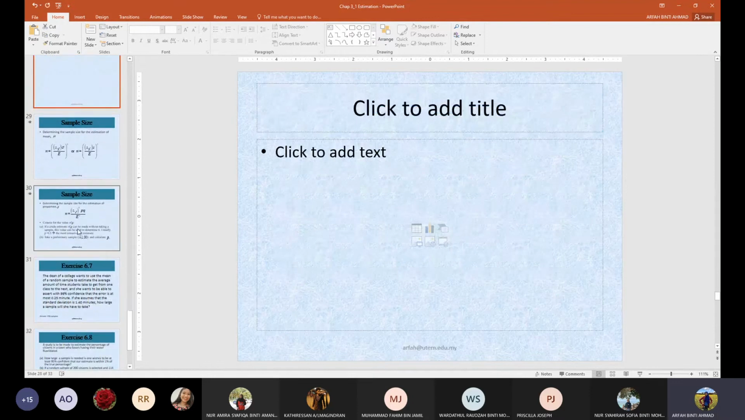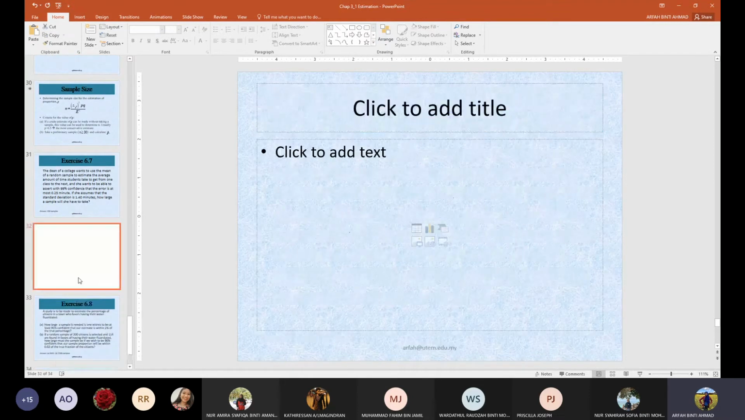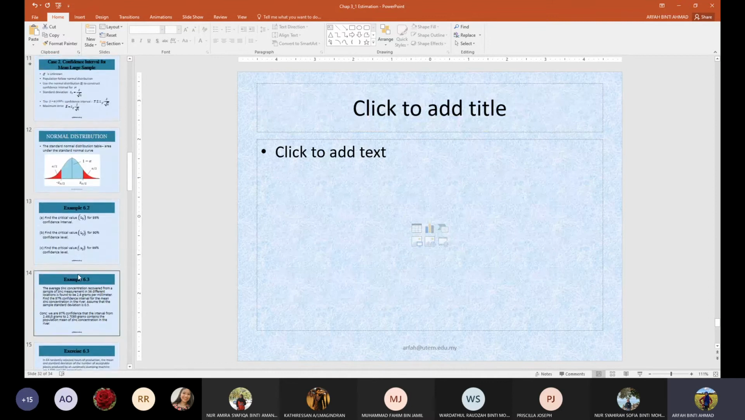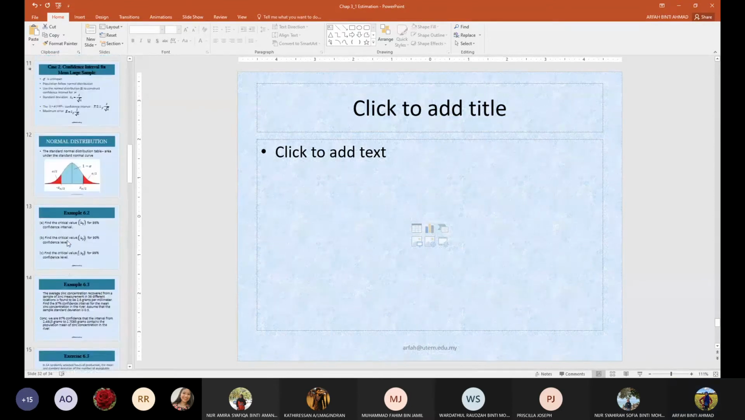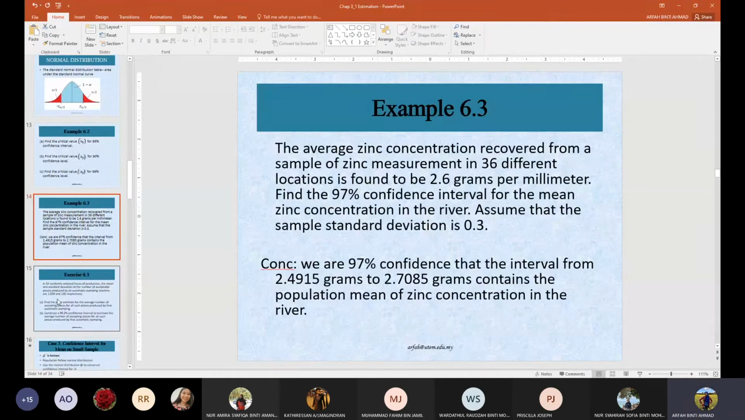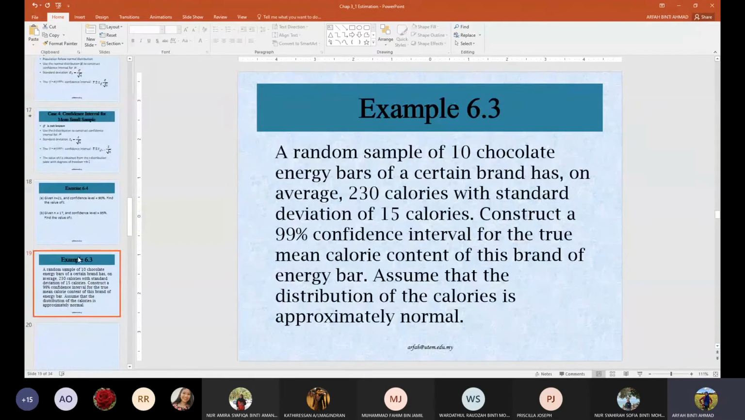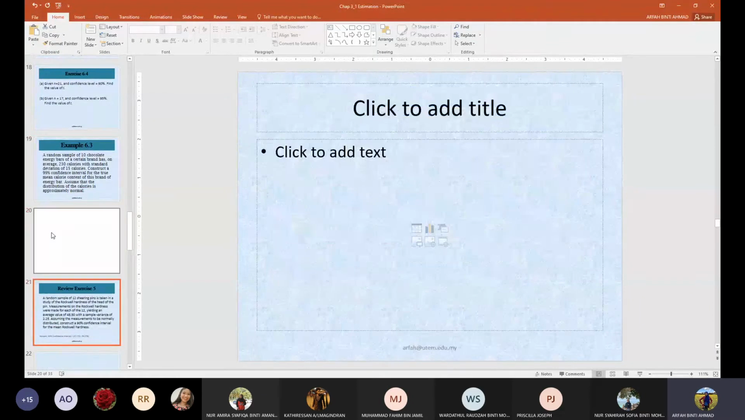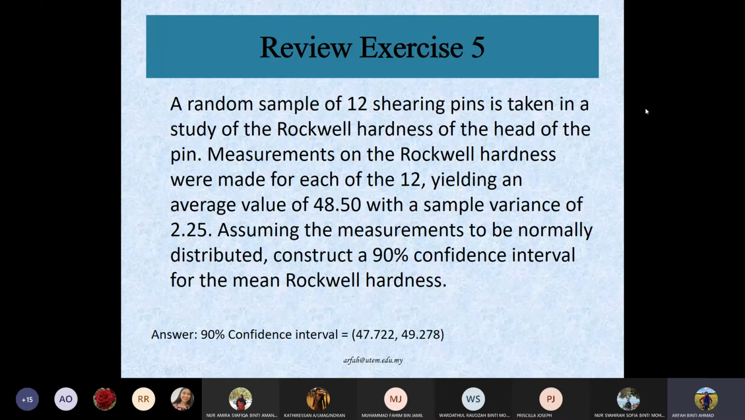New slide, and then sample size. Okay. So cuba buat this exercise. Exercise 6.1, exercise 6.3. So we already go through this exercise. We will continue with exercise 5. Review exercise 5. So take a look at this question.